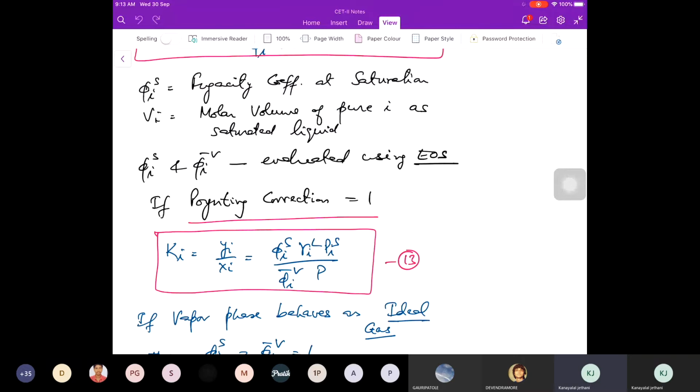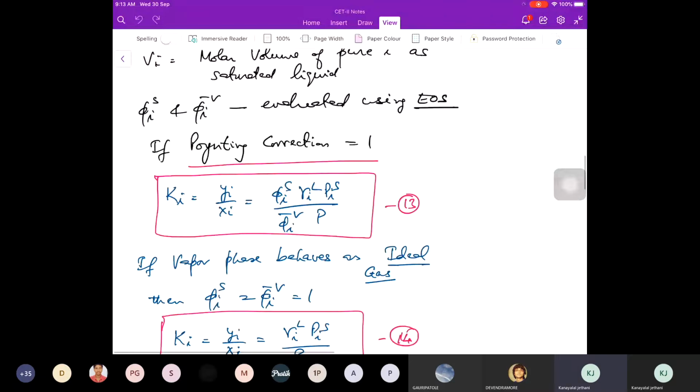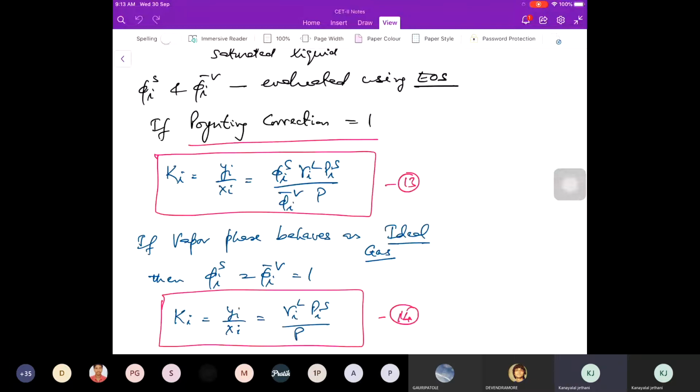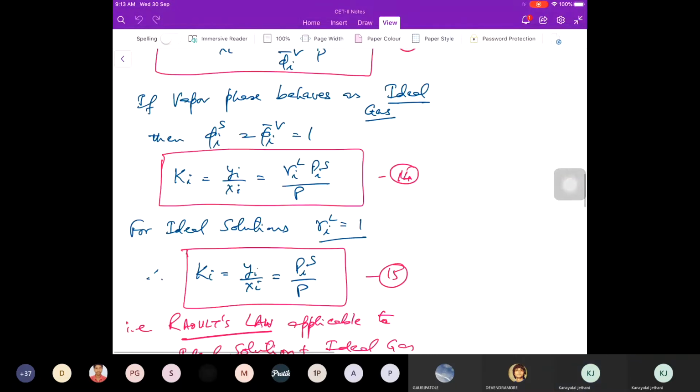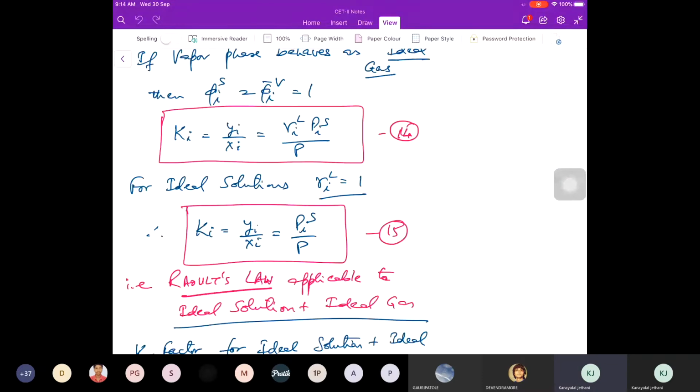Okay. So when the pressure is not high, we can assume the Poynting correction factor equal to 1, and we get equation 13, which is Ki is equal to phi i S gamma L Pi S upon phi bar V into P. And as the vapor phase behaves as an ideal gas, then phi i S is equal to phi bar V equal to 1, and we get Ki is equal to gamma L Pi S upon P. So we start with the high pressure general case, then simplify it assuming the pressure is not high, then ideal gas behavior, and then if you assume that the liquid behaves as an ideal solution, then gamma i is equal to 1, and we get Ki is equal to Yi by Xi is equal to Pi S upon P.